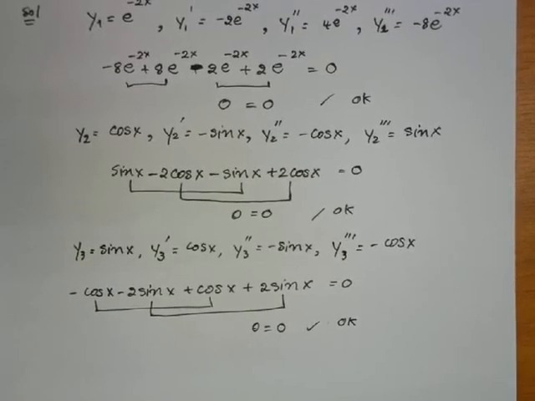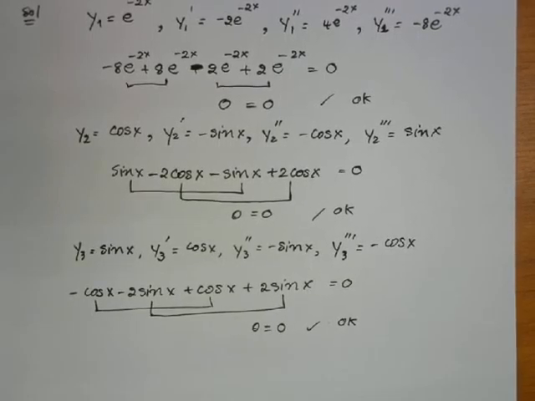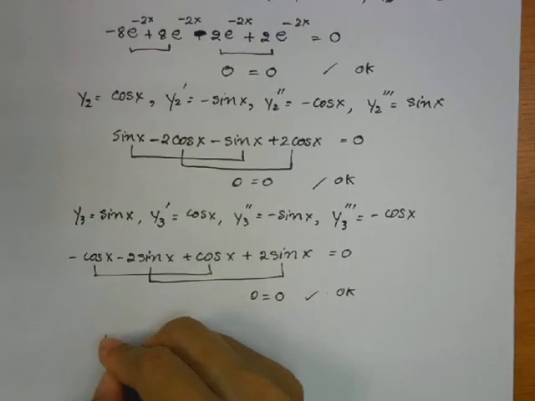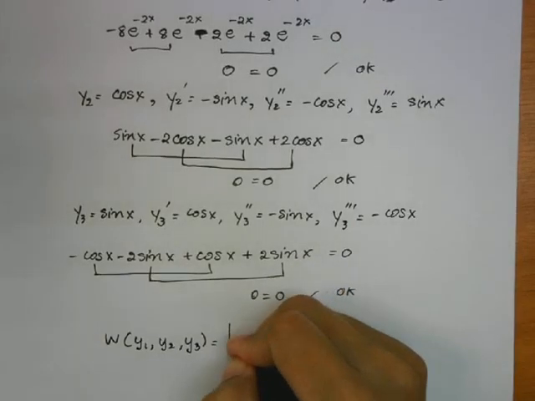But can we write it down in the terms of yc equal to c1y1 plus c2y2 plus c3y3? We're not sure yet. We got to check whether y1, y2 and y3 are linearly independent to each other or not. So we got to check by using Wronskian. Wronskian of y1, y2, y3 is equal to the determinant.